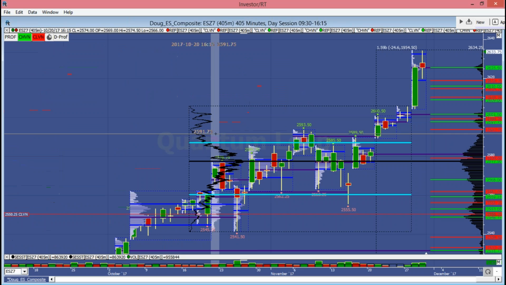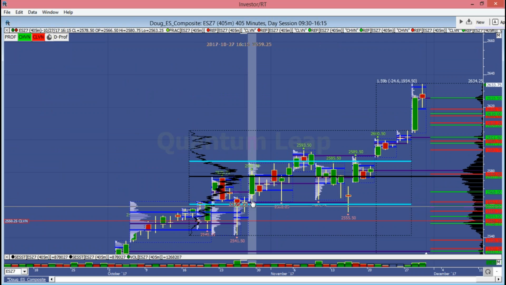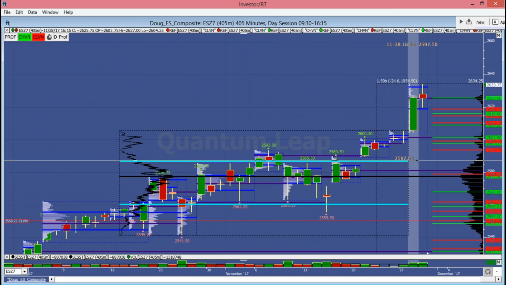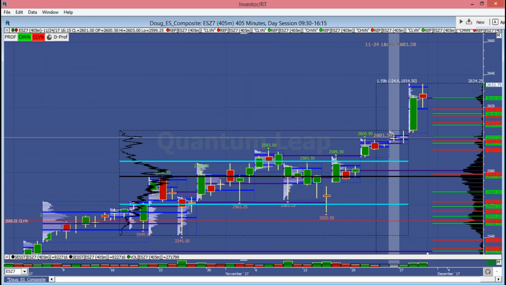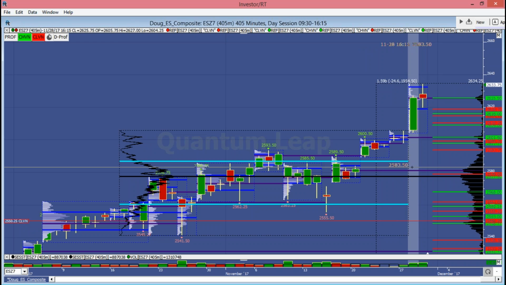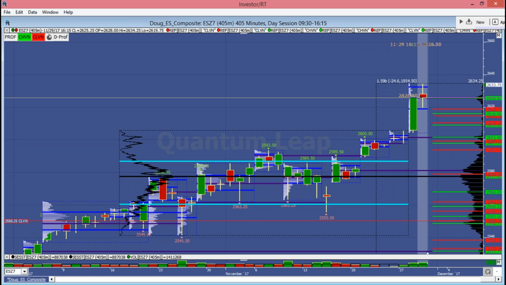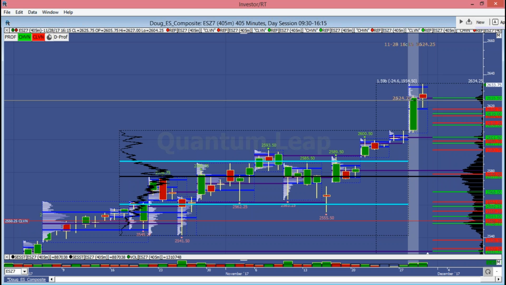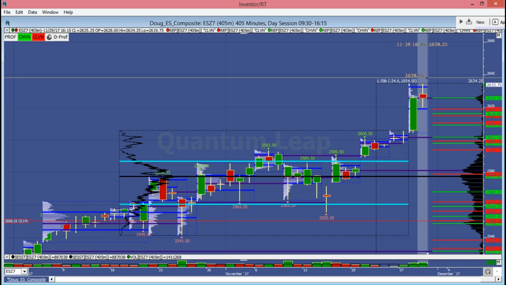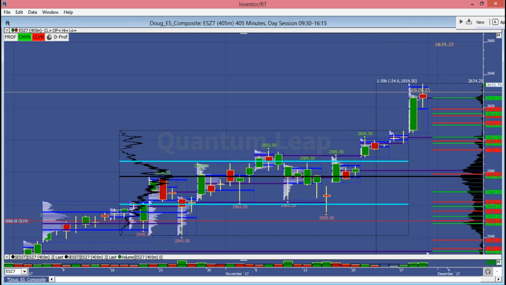So if we take a look at the structure, you can see that we broke out of this balance, accepted value higher, came up during the 2-day of holidays, and created new price acceptance at the 2601 above the value. And then we got our breakout day, and then yesterday we had the balance day, which we were talking about. A little bit of a continuation, but basically came back and traded at the high of the prior day and went sideways, creating price acceptance at the 2550 area.